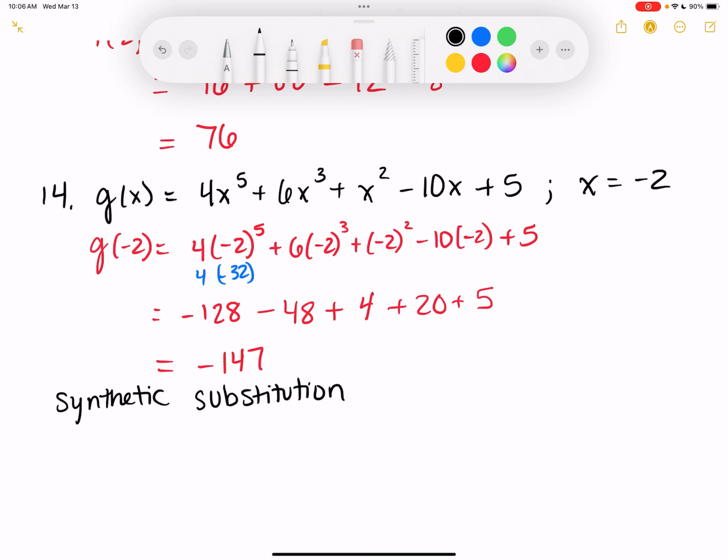But we've got number 16, f of x is equal to 8x to the fourth plus 12x cubed plus 6x squared minus 5x plus 9, and they tell us that x is equal to -2.